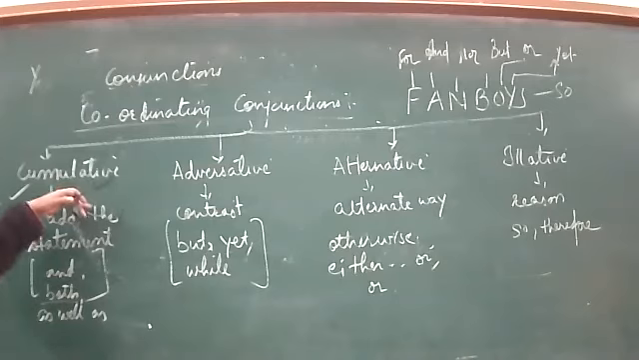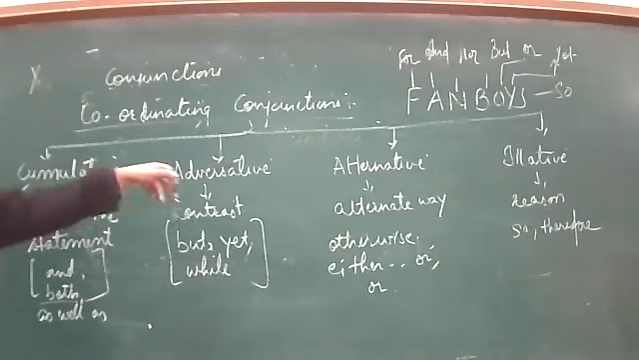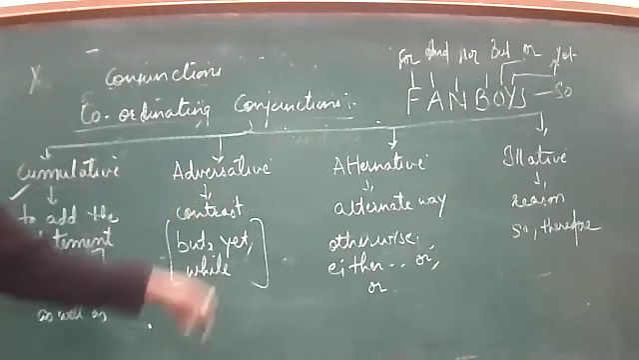So what are the four types of conjunctions? First we add, then we contrast, then we give an alternate way, and then we give a reason. Okay? Yes, Kanav.